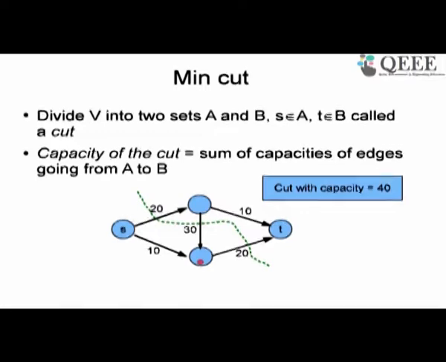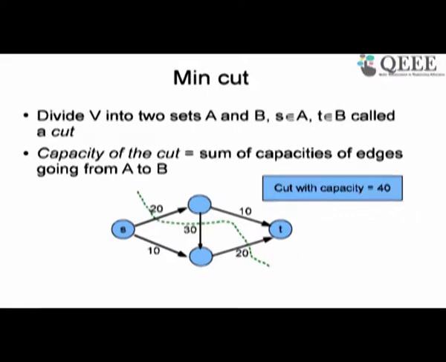In calculating the capacity of a cut, you take only edges that are going from A to B, A being the set which contains S, B being the set which contains T. This arrow is going from A to B. So the capacity of this cut is 20 plus 20, which is 40. Previously we saw a cut with capacity 50. Here we are seeing a capacity 40 cut.